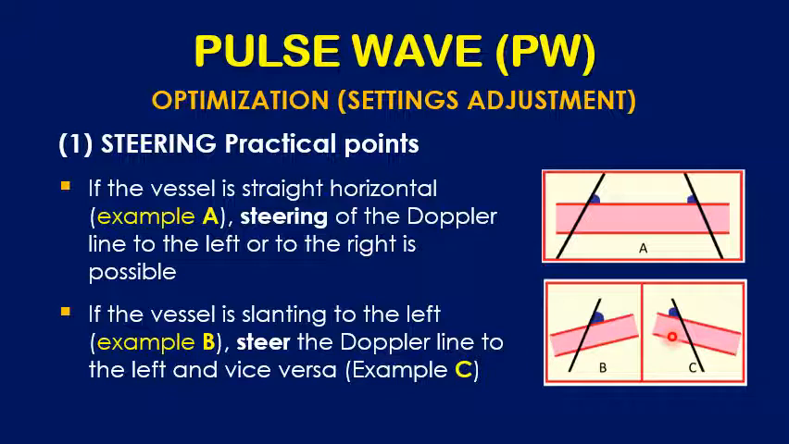If the vessel, for example, in example C here, the vessel is diving or slanting to the right, I can adjust the scan line in a steering angle to the right because I'm getting a better angle in this way.